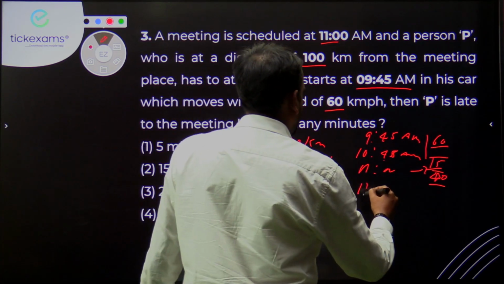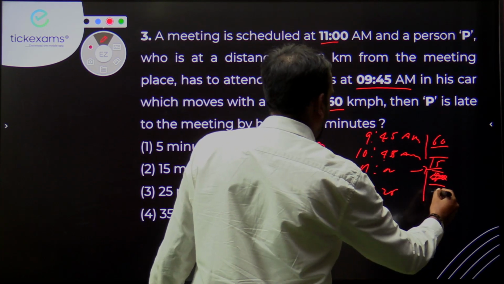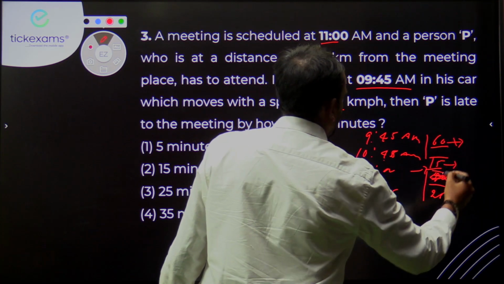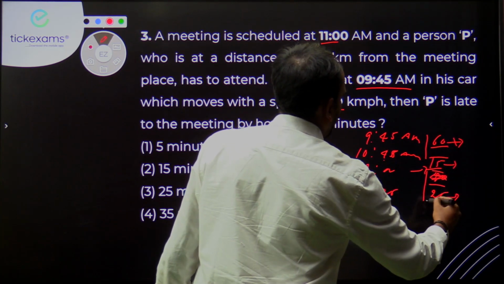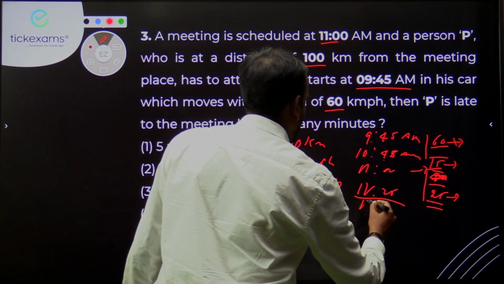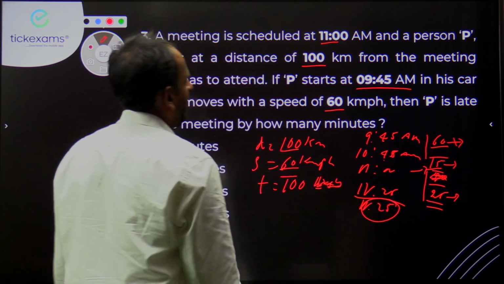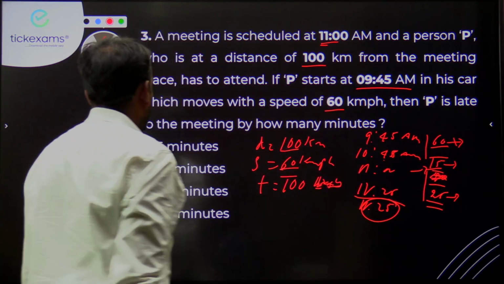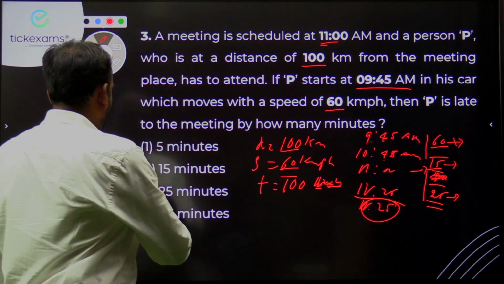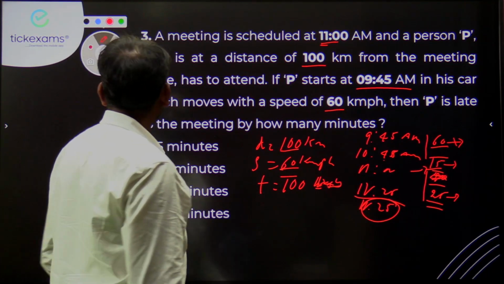Then at 11:25, he needs 25 more minutes. That is 60 in the first hour, 15 in the next 15 minutes, then another 25 minutes. Which means he will reach the place by 11:25. But the meeting starts at 11 o'clock, which means he is late to the meeting by 25 minutes. So this is how we can solve the question in a simple manner.